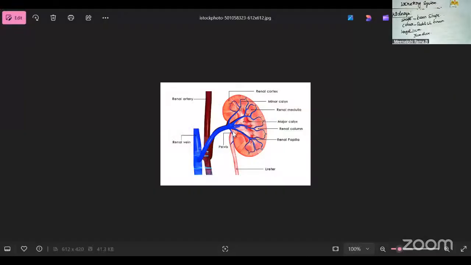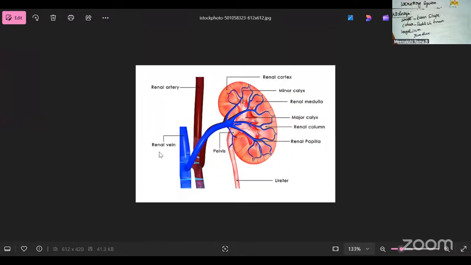Let's look at the diagram of the kidney. This shape is called bean-shaped, like the vegetable beans; a bean seed is like this only. The color is reddish brown. This part is called the renal artery, renal vein, and then the pelvis part. This is the ureter, which contains the outlet of urine.